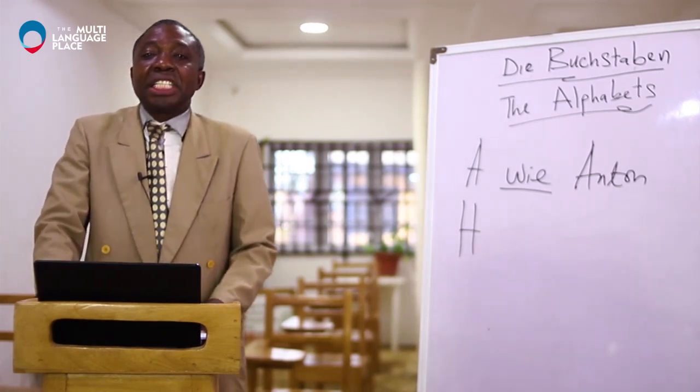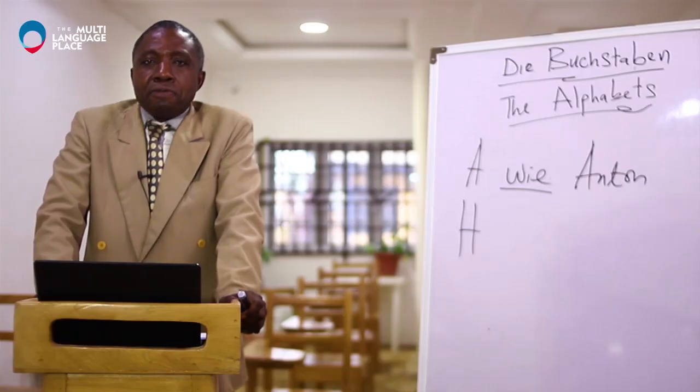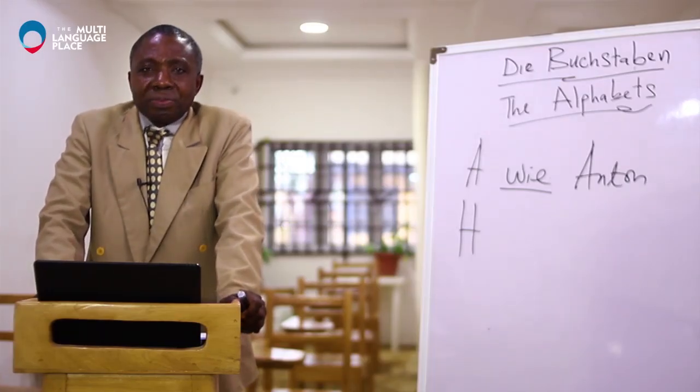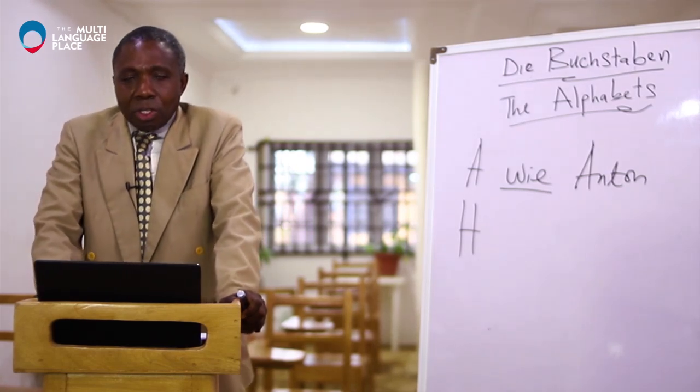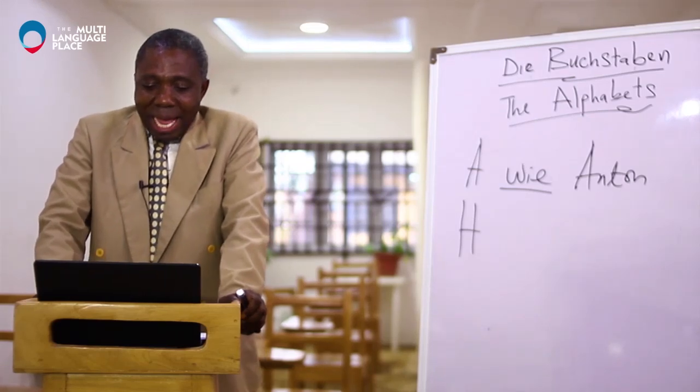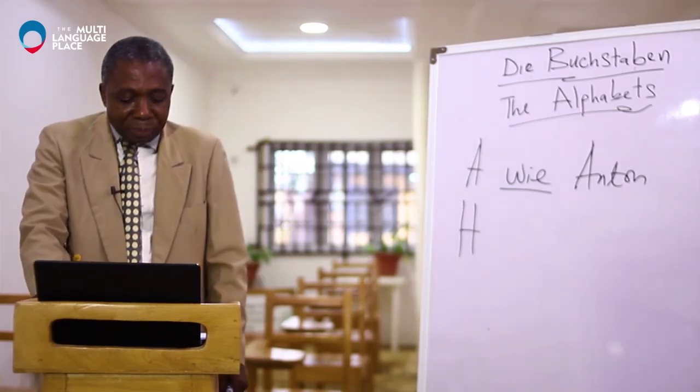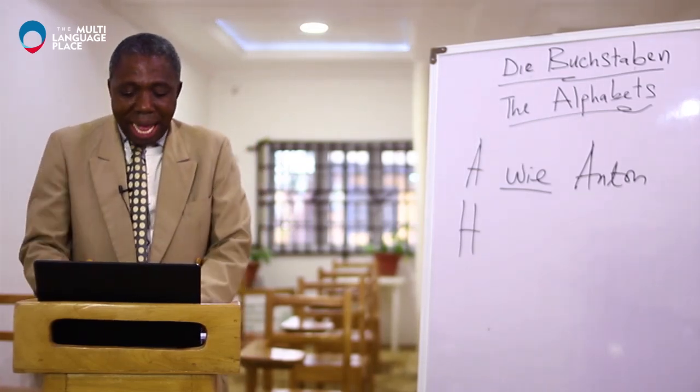S, V, Siegfried. S, V, Siegfried. T, V, Theodore. T, V, Theodore. U, V, Ulrich. U, V, Ulrich. And then we come to the next one.